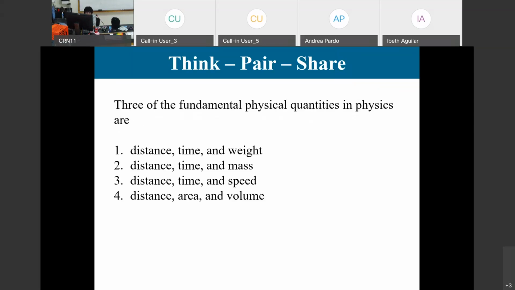Okay. What about that? Let's check your understanding. What do you think, guys, are the 3 fundamental physical quantities in physics?